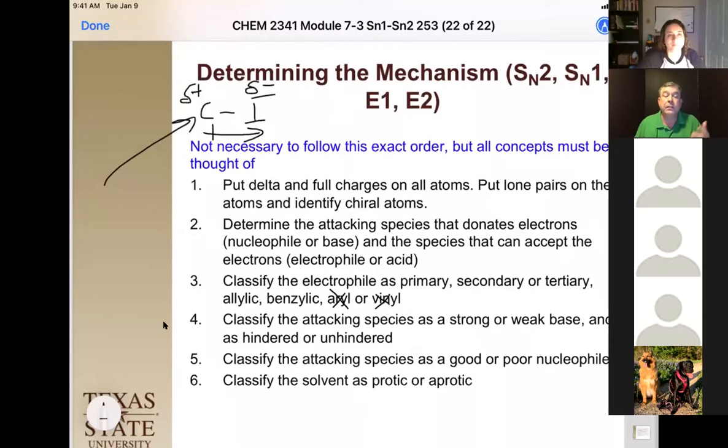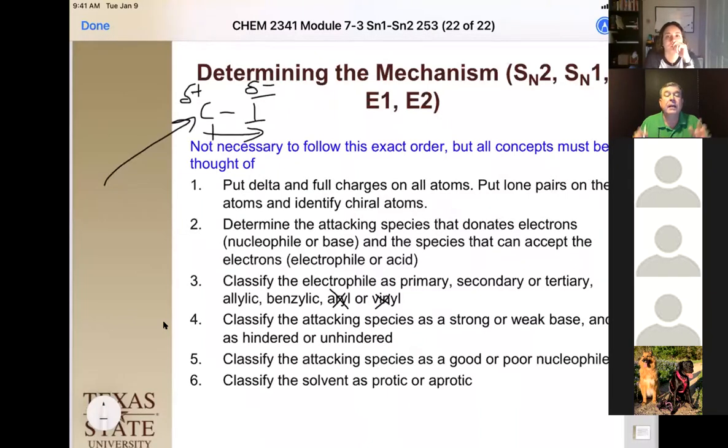That will tell you whether or not it's going to favor elimination reactions. For example, strong and hindered is going to favor an elimination reaction. Weak is going to favor an E1, SN1 reaction. So you need to see, do you know if it's strong or not? That's why knowing that table, knowing the different classifications in the table up above, is important. Then you need to classify the attacking species as a good or poor nucleophile. If it's a weak base and a good nucleophile, substitution SN2 is your primary mode.